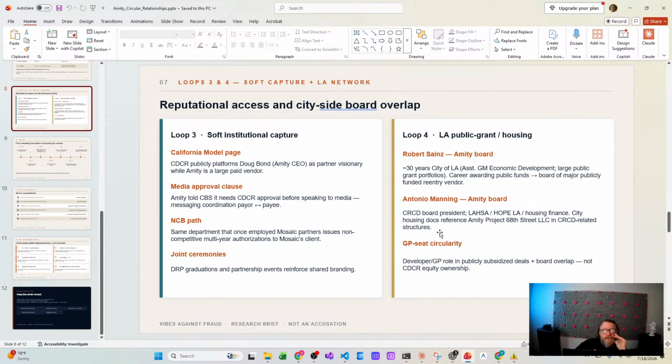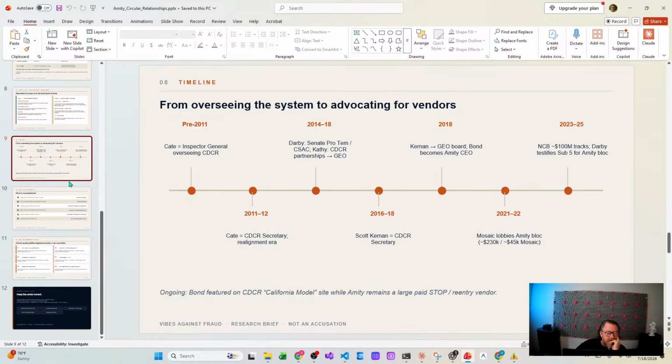It also connects to like the construction unions too, right? Because they can like create these big projects where they're going to drop $100 million to build some facility, and oh hey, by the way, who's building it is some like union construction firm that's all connected to them all. So it's all a giant honeypot. From agent to overseeing the system, advocating for vendors.